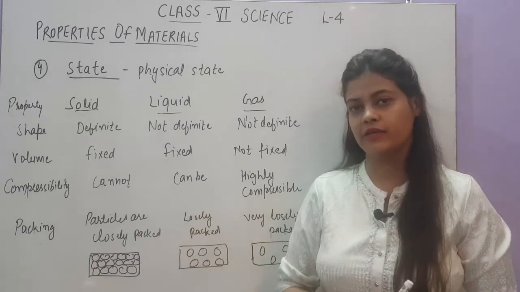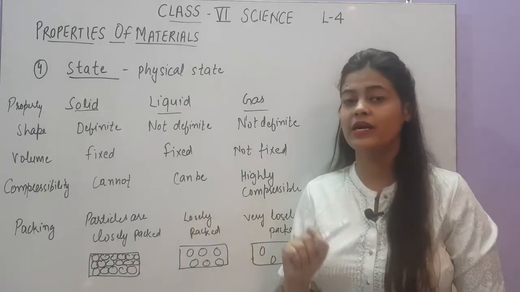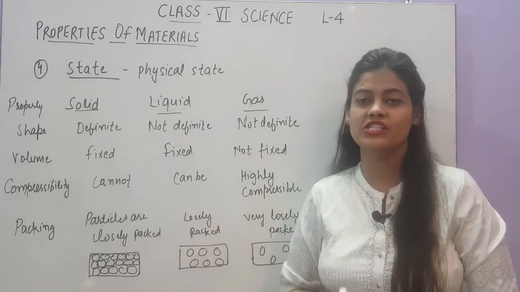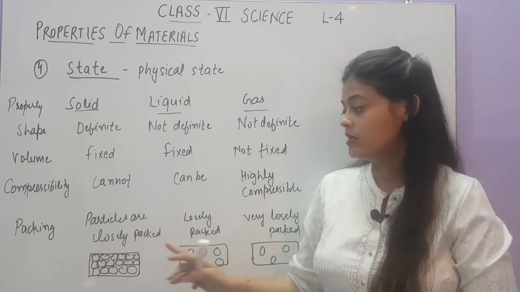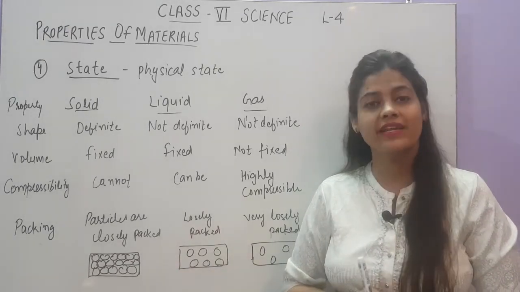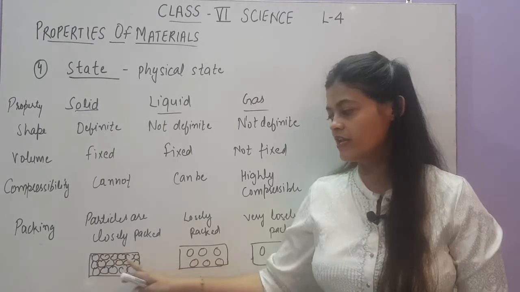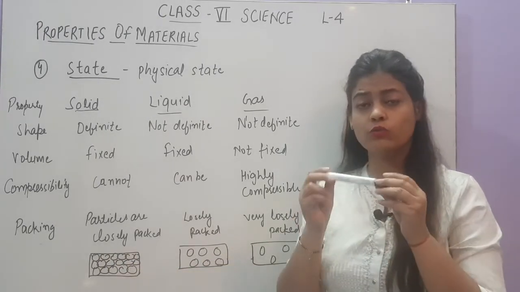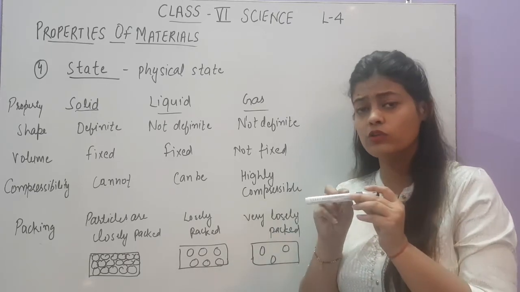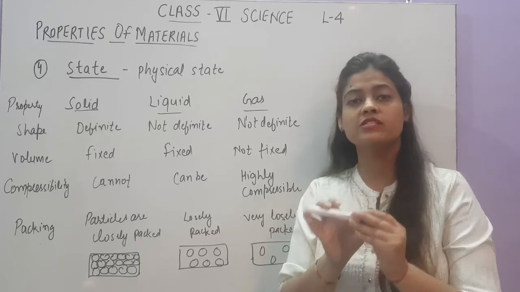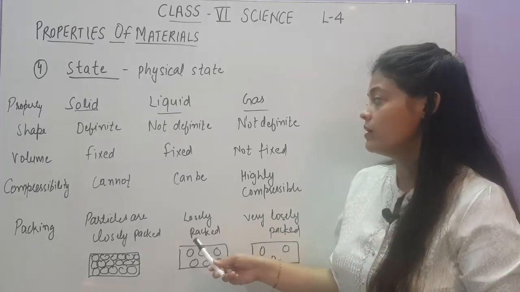नेक्स्ट इज पैकिंग. पैकिंग मीन्स एवरीथिंग इज़ मेड अप ऑफ सम पार्टिकल्स. उनके पार्टिकल्स किस तरह से अरेंज है, दैट इज़ कॉल्ड इट्स पैकिंग. सॉलिड्स में क्या होता है? पार्टिकल्स आर वेरी क्लोजली पैक्ड. बहुत एक दूसरे के क्लोज होते हैं. लाइक दिस, दे आर वेरी मच क्लोजली पैक्ड. अगर आप इस मार्कर को बहुत क्लियरली माइक्रोस्कोप में देखोगे तो इसके पार्टिकल्स आपको बहुत क्लोज दिखाई देंगे, जिसकी वजह से इनका एक फिक्स्ड शेप, फिक्स्ड वॉल्यूम होता है.